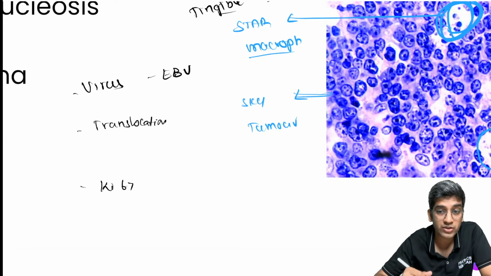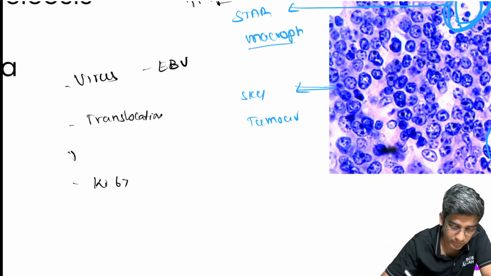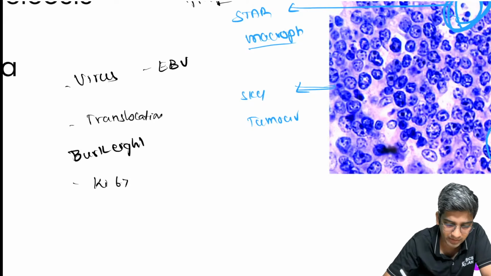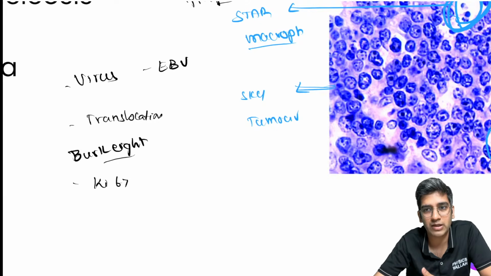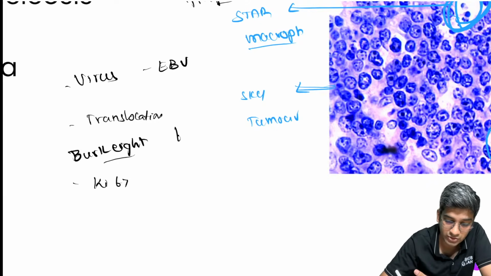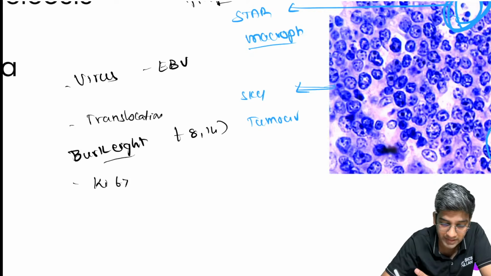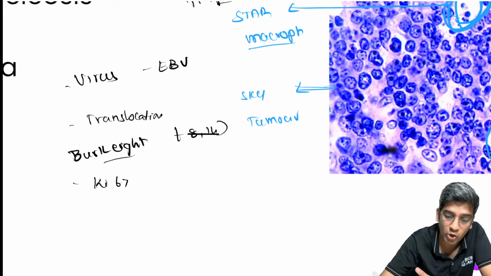It's not CMV, it's Epstein-Barr virus. I always remember it as Burk-8 lymphoma. It's an easy way to remember, right? Easiest mnemonic: Burkitt lymphoma means translocation involving the 8th chromosome, 8;14. 14 will be common for almost every lymphoma.